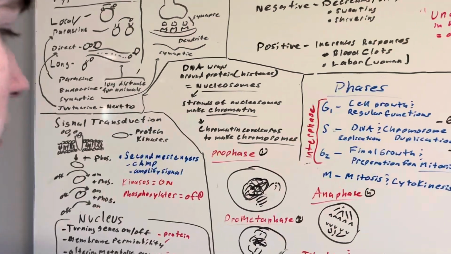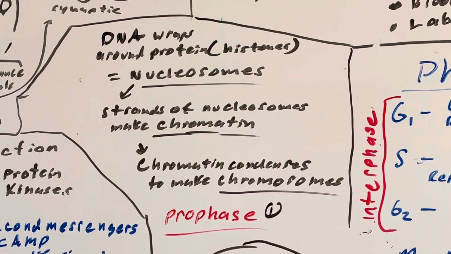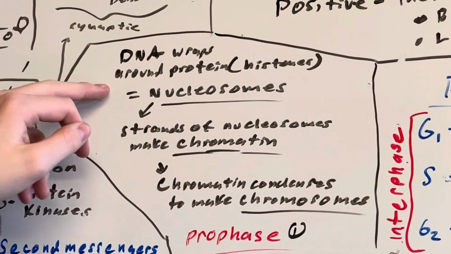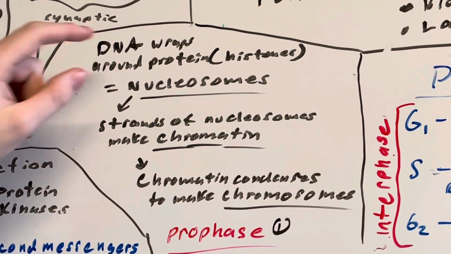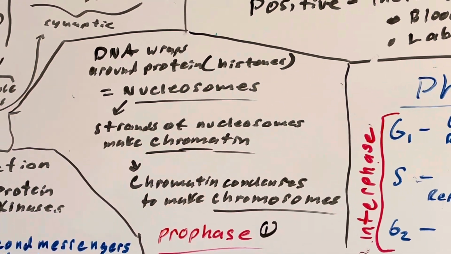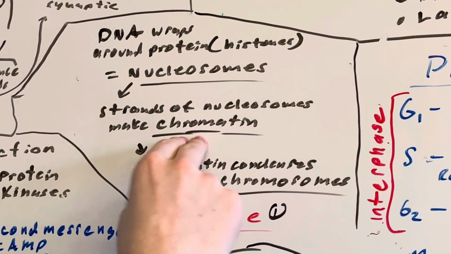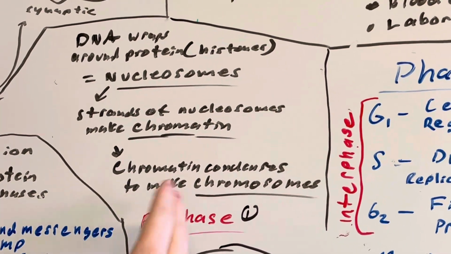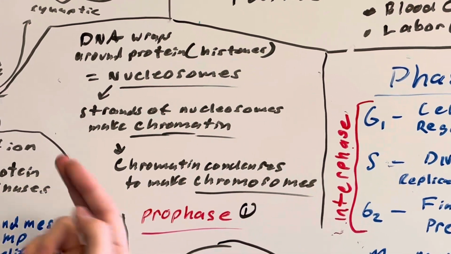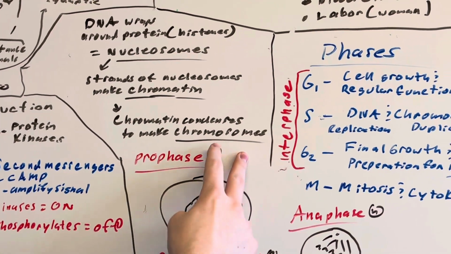And now we're on to mitosis. So to start, we need to see how the chromosomes are made. DNA is going to start out by wrapping around a protein called a histone. Once it wraps around the histone, it becomes a nucleosome. And these are just strands. But then the nucleosomes combine to form chromatin. When chromatin condenses after DNA replication, it makes a chromosome.